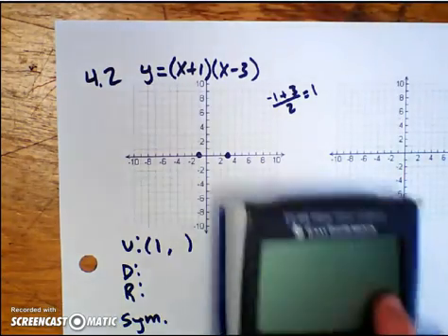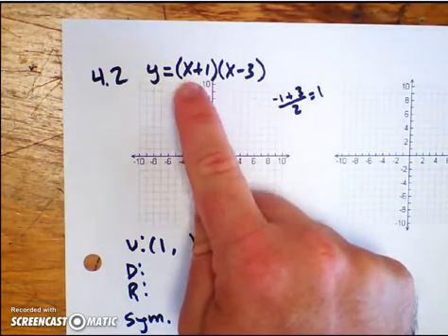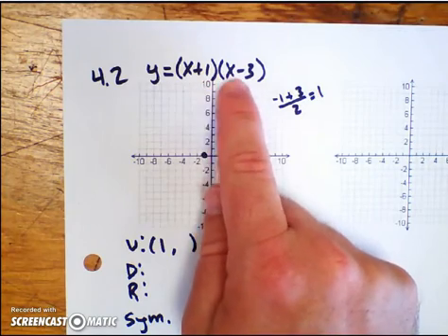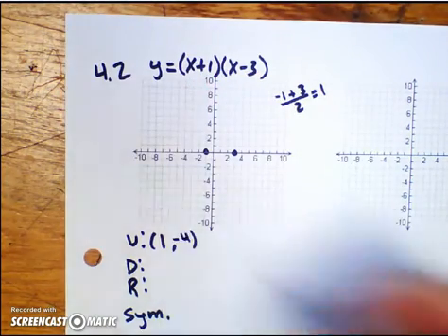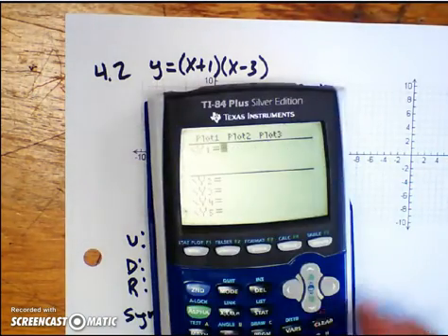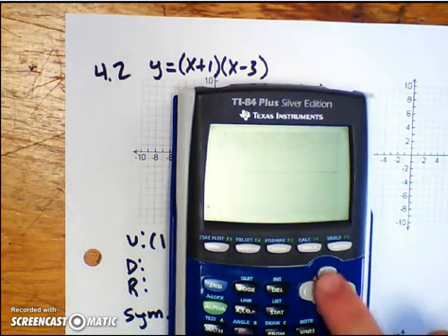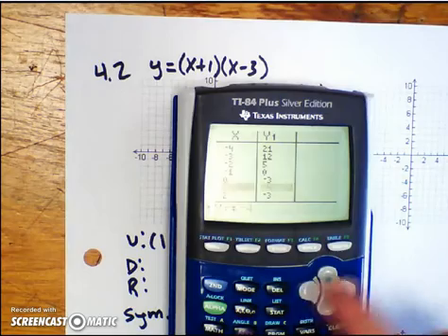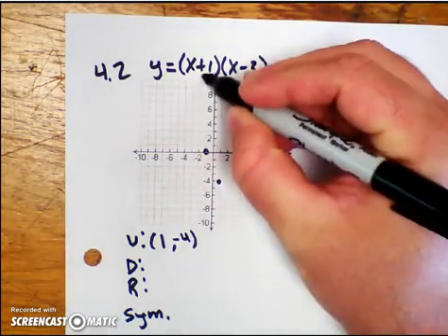So you can go to your table of values if you want to, or you can just plug 1 in for x. 1 plus 1 is 2. 1 minus 3 is -2. 2 times -2 is -4. Or you can go to the table of values and type this in, which is probably the easiest thing to do. And go to your table of values and look for the x value of 1. It tells you it's -4. Okay, so that is your vertex. There's your graph.